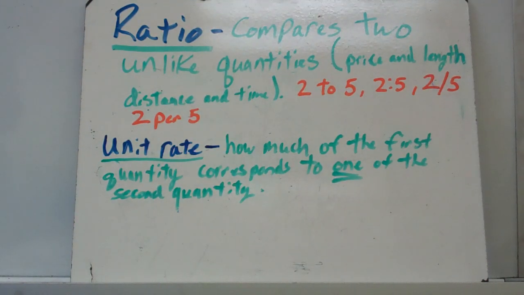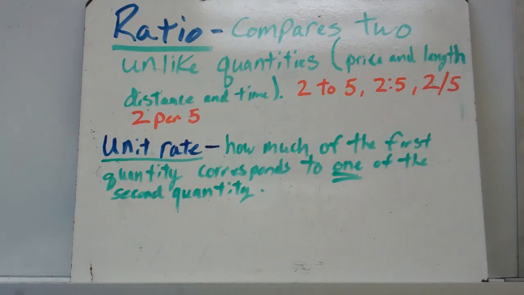The ways that we can write a ratio is using the word "to." So in this case we have 2 to 5. We can use a colon, so we have 2:5. We can use our division bar, so we have 2/5, which makes that a fraction. Or we can use 2 per 5. And there are a few other words that we can add to this list.